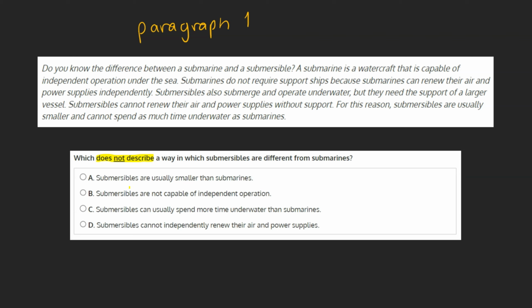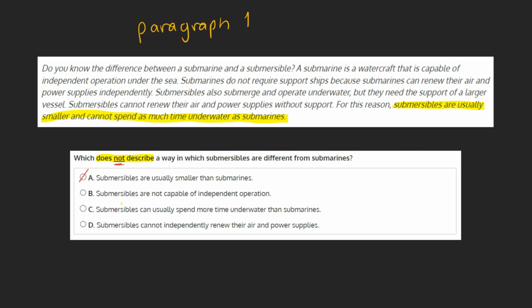A. Submersibles are usually smaller than submarines. We find this fact in the last sentence, which tells us that submersibles are usually smaller and cannot spend as much time underwater as submarines. Because this fact can be backed up in the text, and again our question is asking us which cannot be backed up in the text, this can be marked as incorrect.